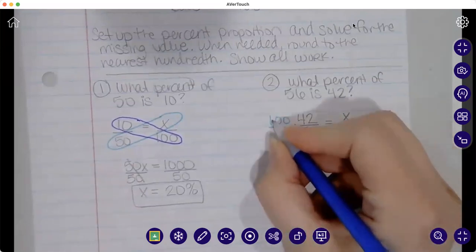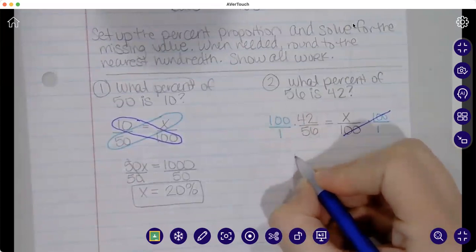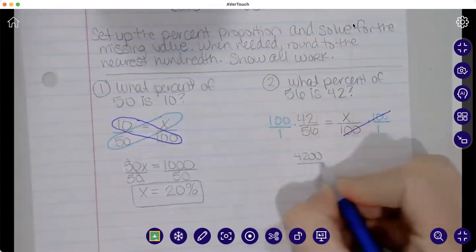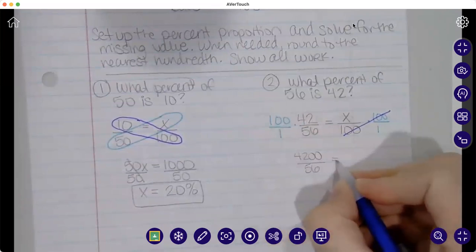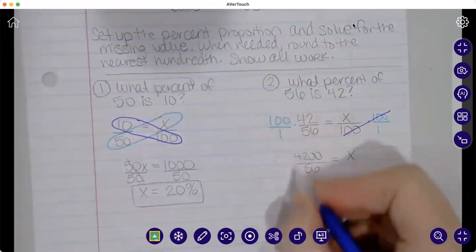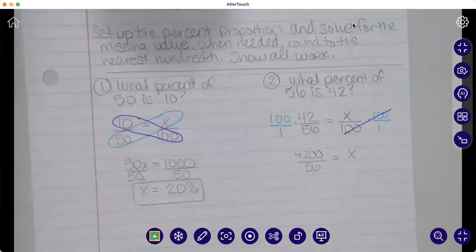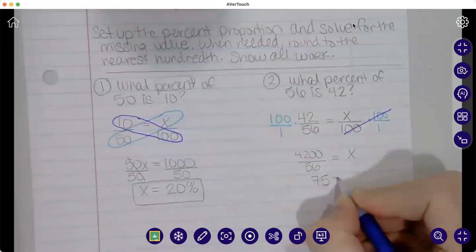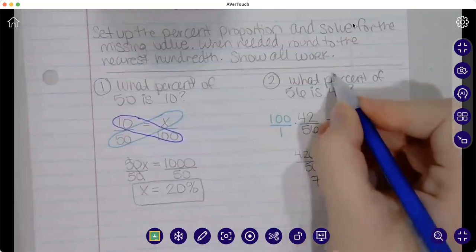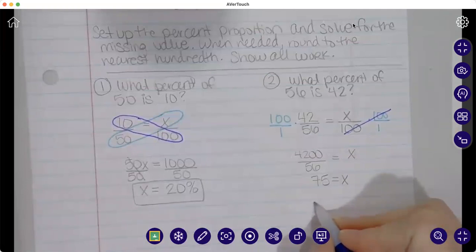So I'm going to get 100 times 42, which is 4,200, divided by 1 times 56, which is 56, equals x. And then 4,200 divided by 56, which you can use your calculator. Type that in real quick, and to confirm, it is 75 equals x. But to clarify again, we were looking for a percent, so therefore x equals 75%.